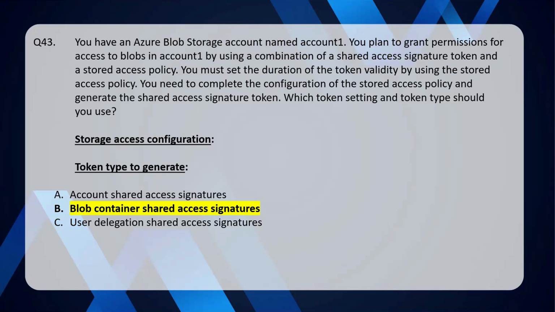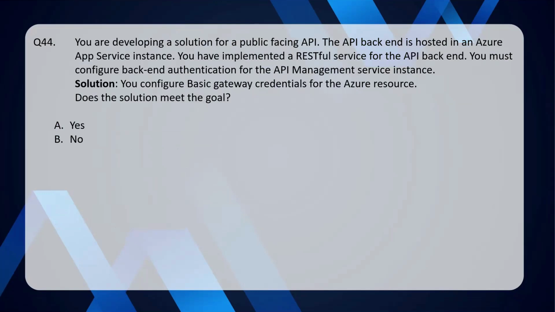Let's look at question number 44 of the series. You are developing a solution for a public facing API. The API backend is hosted in an Azure App Service instance. You have implemented a RESTful service for the API backend. You must configure backend authentication for the API management service instance. The solution you choose is you configure basic gateway credentials for the Azure resource. Does this solution meet the goal?